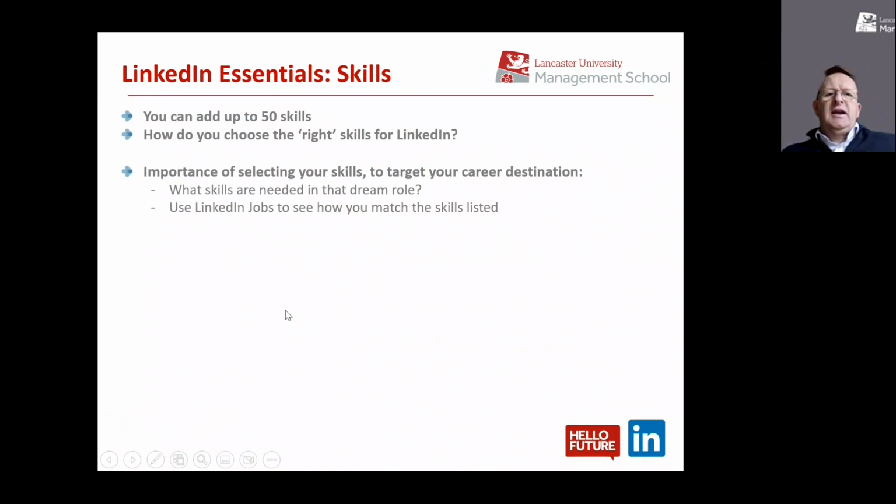So I mentioned the skills, and the skills is a really interesting way that you can, again, appear in search engines. You can choose up to 50 skills that you want to suggest to employers that you possess. The question though is, how do you choose the right skills for LinkedIn? And again, you might want to think about the role that you're applying to. So what skills are needed in that dream role that you're applying to?